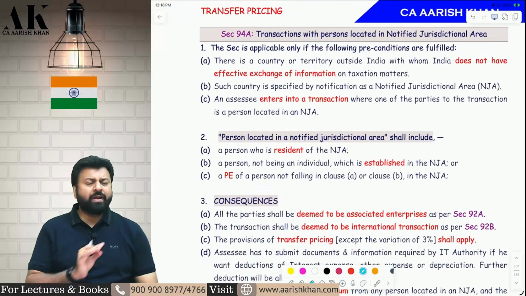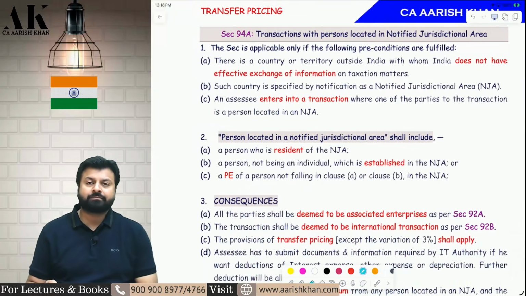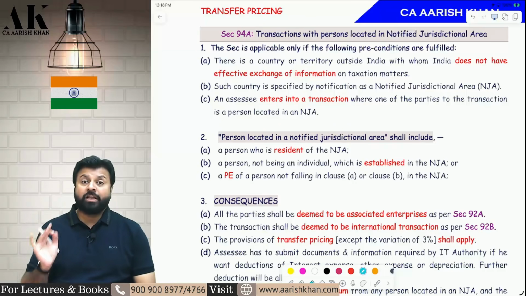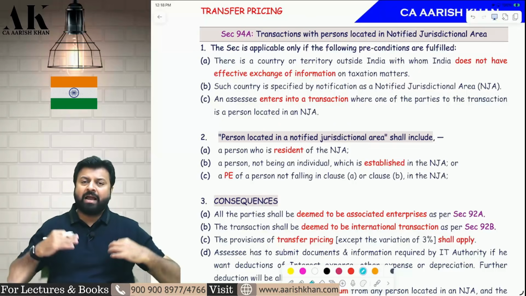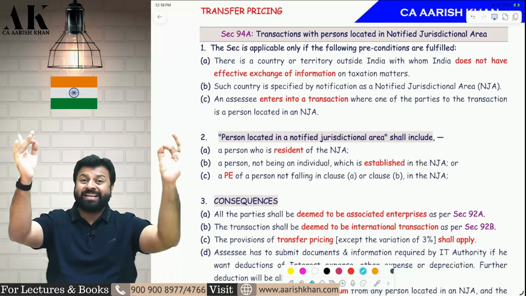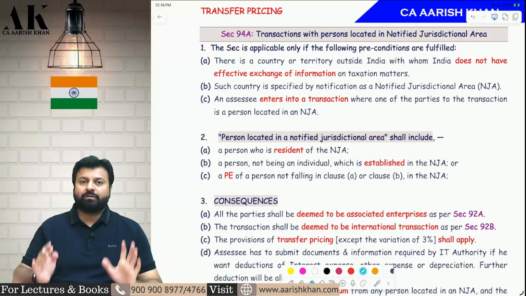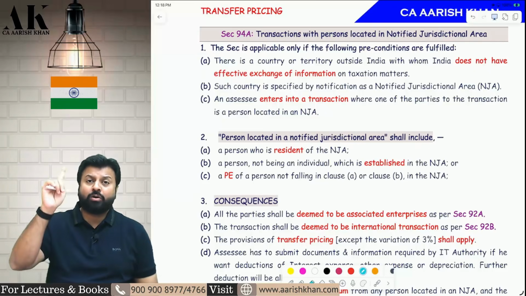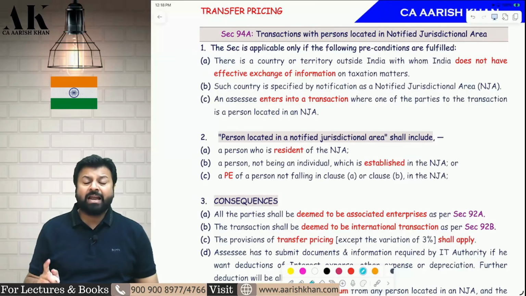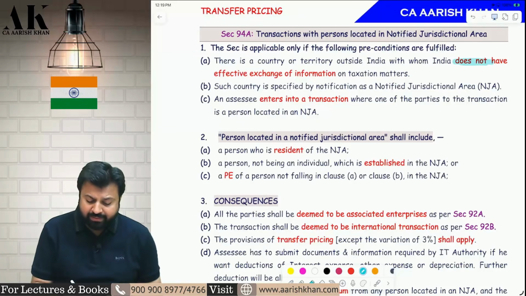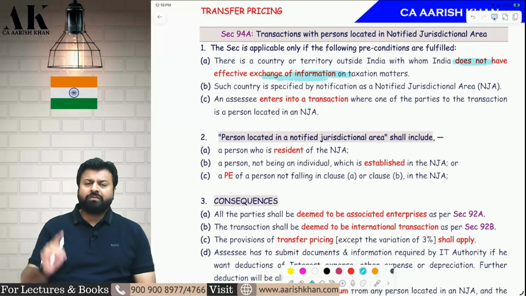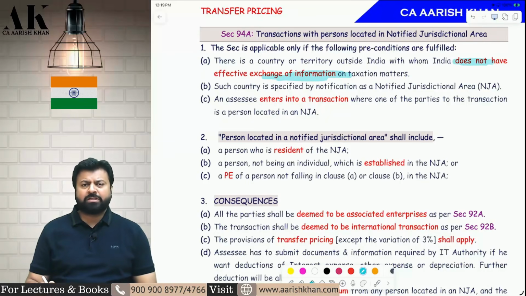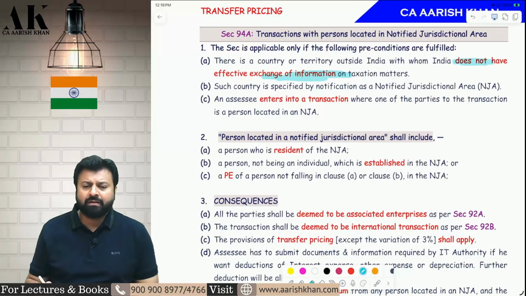Now the last but not least, a very important provision for examination, 94A. Notified jurisdictional area. So if I am in India and I do any transaction with a person located in an NJA, then what is the impact of that? First of all, what is an NJA? An NJA is a location which the CBDT has declared or will declare, with which India does not have effective exchange of information. Whichever country does not share information with us effectively, that country will be called an NJA. We will declare that country as an NJA.